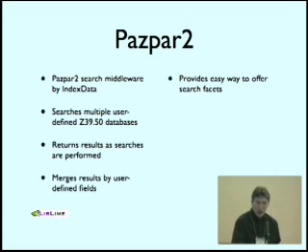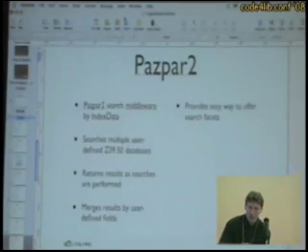Okay. Let me next talk about the search middleware Biblios is using, which is the Pazpar2 program. Pazpar2 is a program written by Index Data, released several months ago. It allows you to search multiple Z39.50 databases. One of the great things about it is it returns records as it retrieves them from those databases. It also merges records on user defined fields and provides an easy way to offer search facets. Let me quickly demonstrate those things in Biblios.